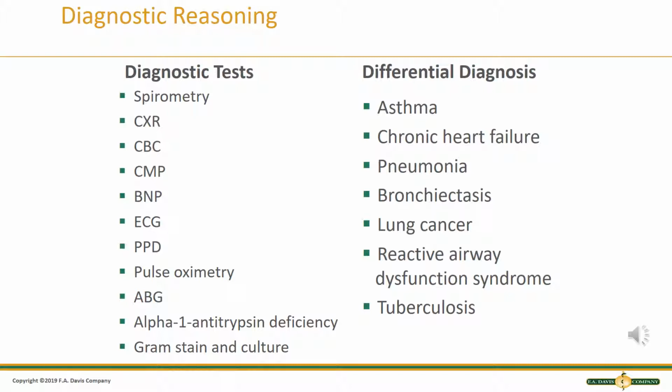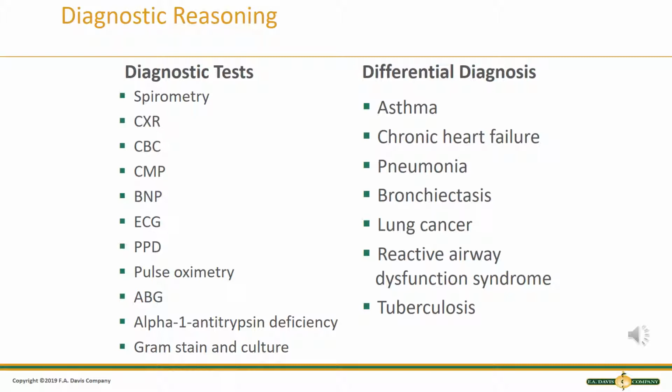An EKG tracing can show atrial arrhythmias, which are common in patients with respiratory disorders. A PPD might be done if you're worried about tuberculosis, and you definitely want to check a pulse oximetry. If you have less than 92%, you should check an ABG.